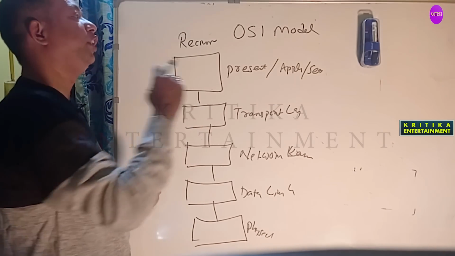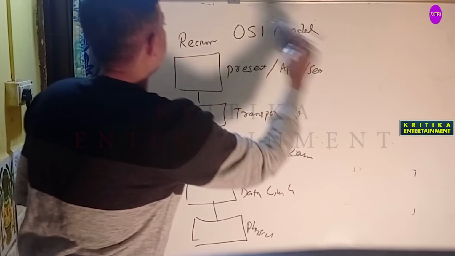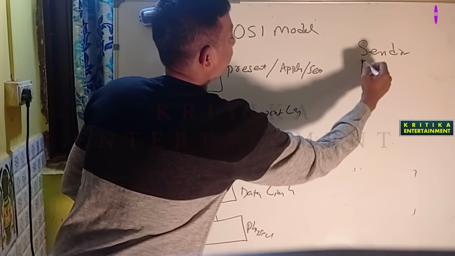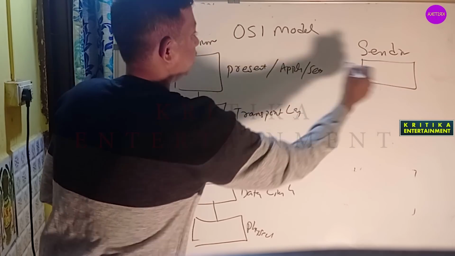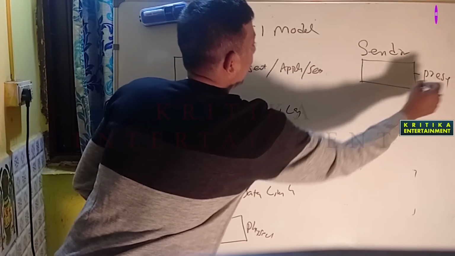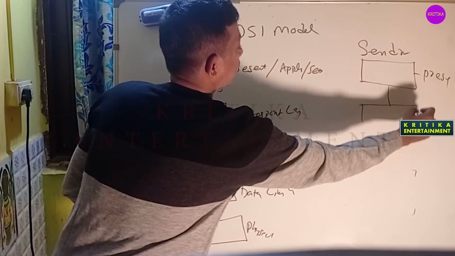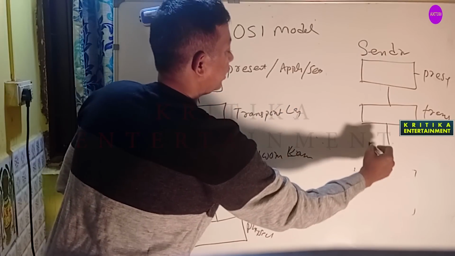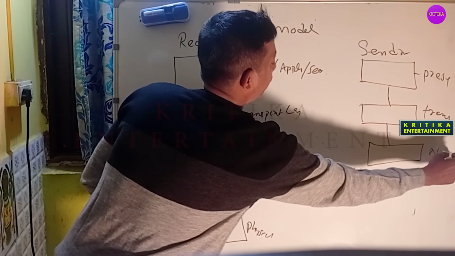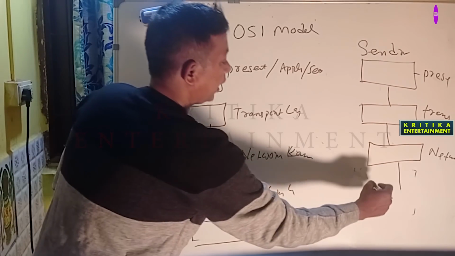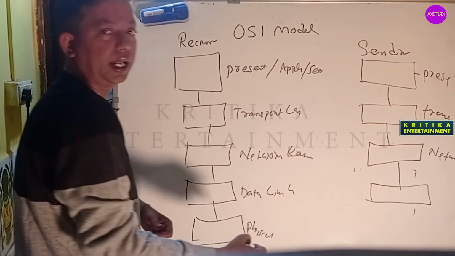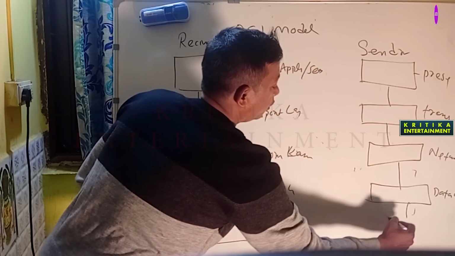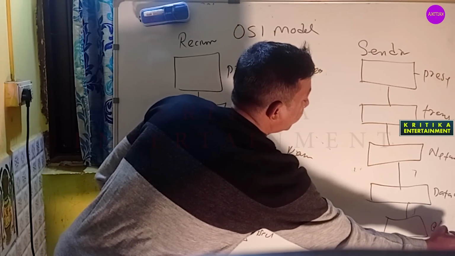The same layers are also repeated in the sender machine. I will take the sender here, the sender system or sender terminal. On the sender side you can also find the presentation layer, the transport layer, the network layer, the data link layer, and the physical layer.